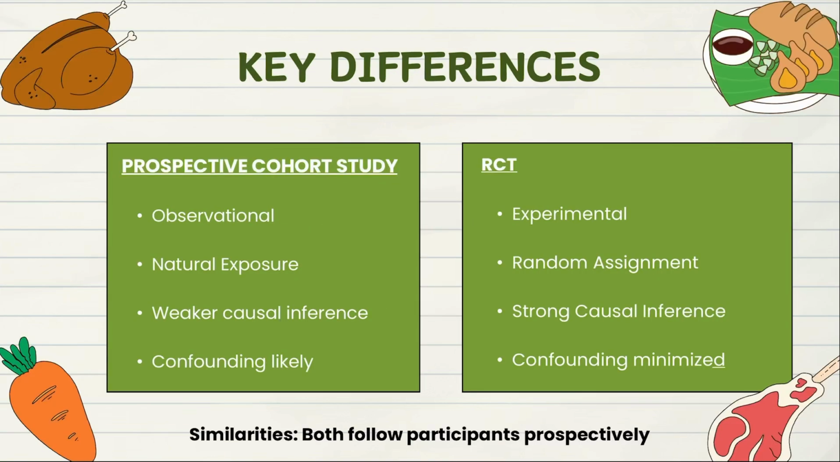Between the two study designs, there are several important differences. Prospective cohort studies are observational and involve naturally occurring exposures, while RCTs are experimental and involve random assignment. Because of this, cohort studies have weaker ability to infer causality and are more prone to confounding factors, whereas RCTs, on the other hand, provide stronger causal evidence.